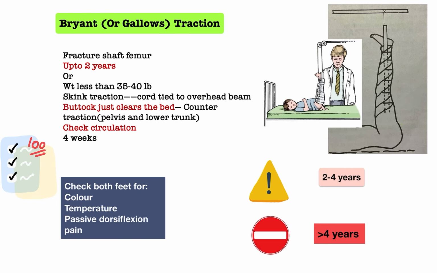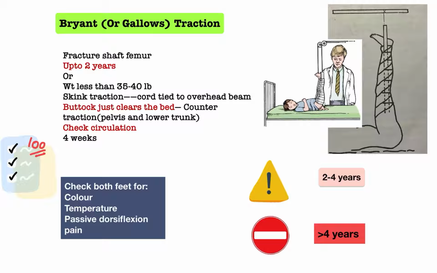Bryant's traction. Bryant's traction consists of skin traction in both the lower limbs with cord tied at the end, which is fixed to the overhead beam through a Balkan frame. One must ensure that the buttock just clears the bed. That is, the buttock is not in contact with the bed, so that counter traction is applied by the weight of the pelvis and lower trunk.